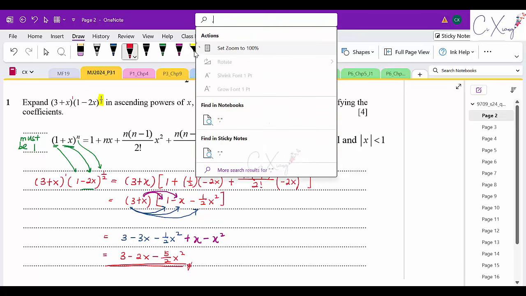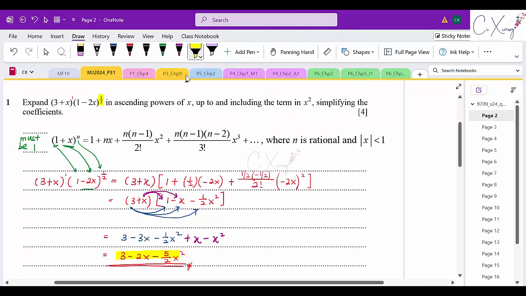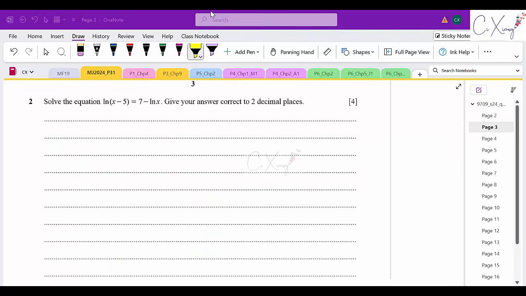Okay, so you can see that we get our answer up to x squared. Right, so this is how we solve question number 1. Okay, so question number 2. We need to solve this equation that involves the ln. So give your answer correct to 2 decimal places.